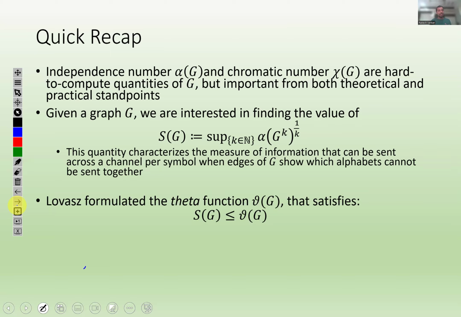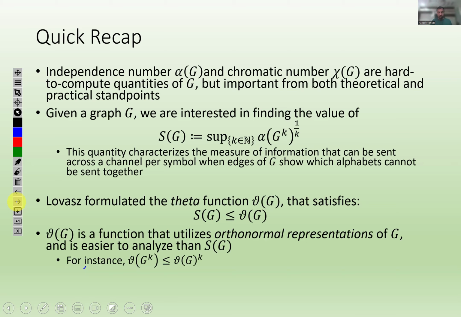And what we had seen in the second lecture yesterday is that Lovasz came up with this formulation of a function of the graph, which we call the theta function, that satisfied that it was always an upper bound on this quantity S of G that we are interested in. And why did Lovasz introduce this? Lovasz introduced this because it satisfies certain nice properties that allow us to analyze the graph product.